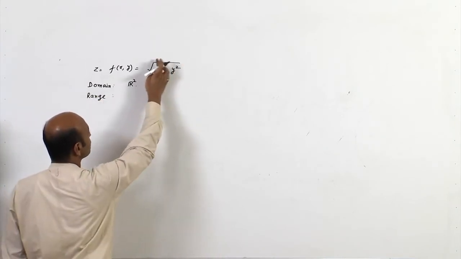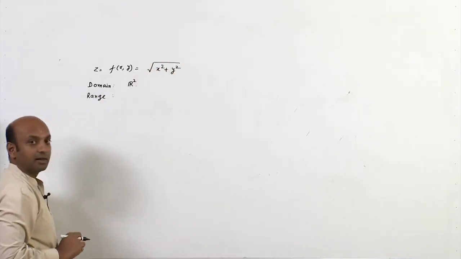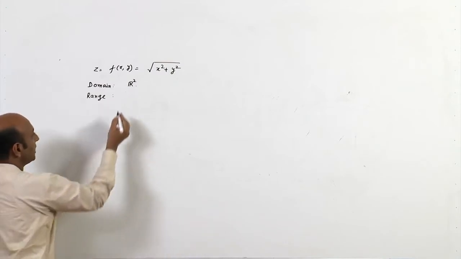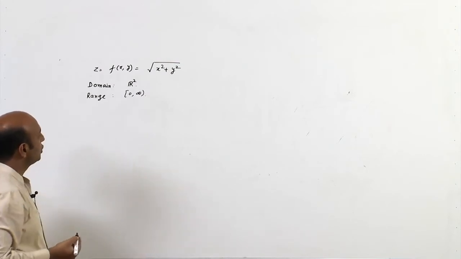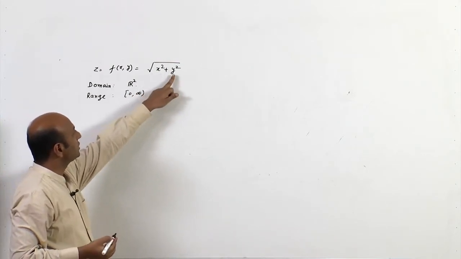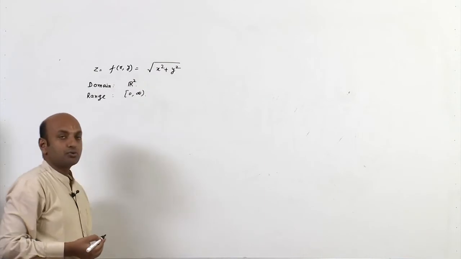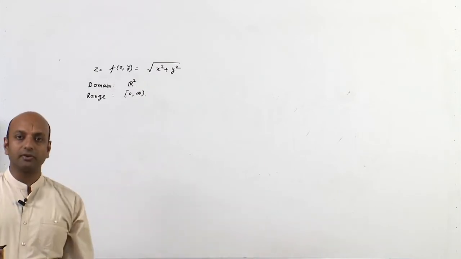So, this will consist of the domain of the function, and the range will be, definitely, this is a square root quantity, it will never be negative. So, the range will be from 0 to infinity. 0 will be closed, because when x and y both are 0, f will be 0. So, that will be included in the range of the function.